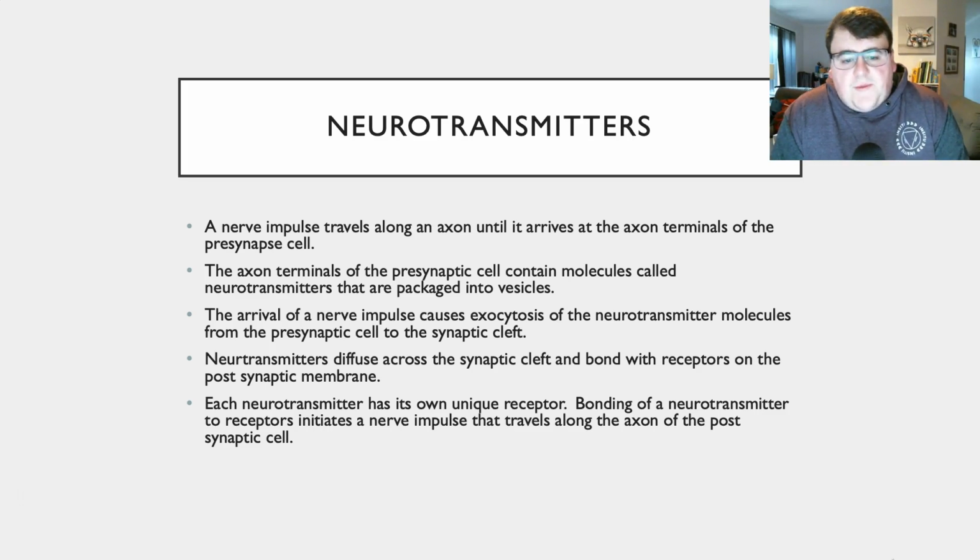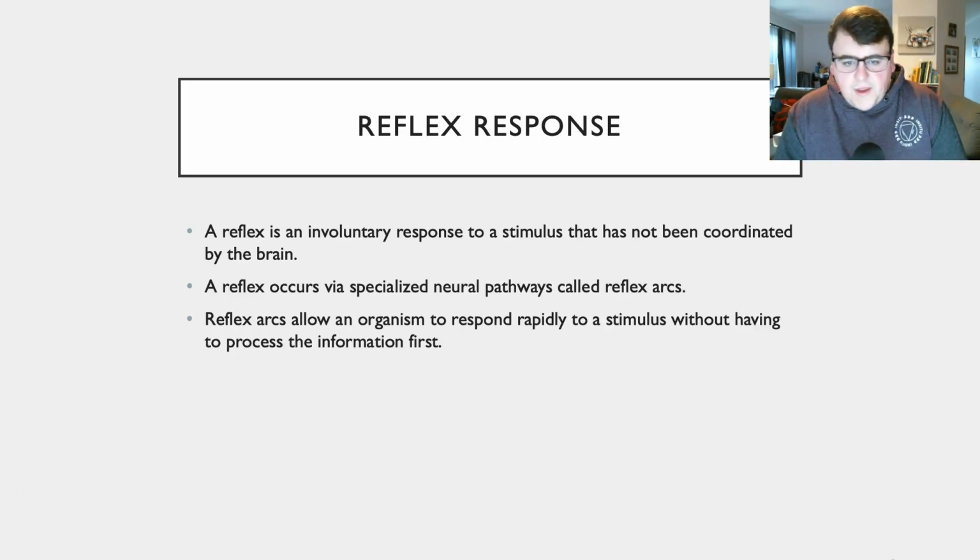Those neurotransmitters then will diffuse across the synaptic cleft and bond with receptors that are on the postsynaptic membrane. Now, each neurotransmitter has its own unique receptor, so it'll only bond with that receptor. When it bonds with that receptor, it sends a nerve impulse down the next axon. So that's how neurotransmitters work, and why we can't have electrical signals traveling just through those synaptic clefts. And we'll talk about the reason for that in class in detail.